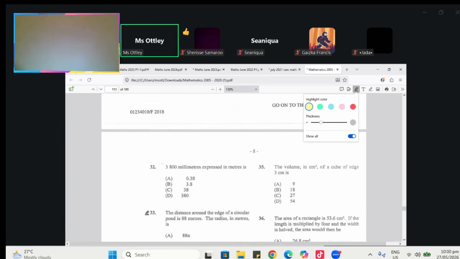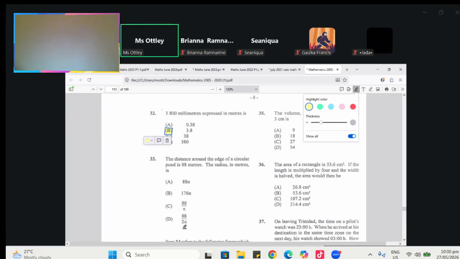3,800 milliliters expressed in meters is B. 3.8. We looked at this question with different values before. The distance around the edge of a circular pond is 88 meters. The radius in meters would be D.